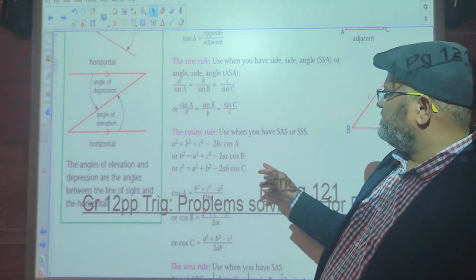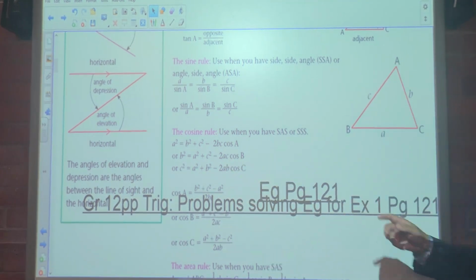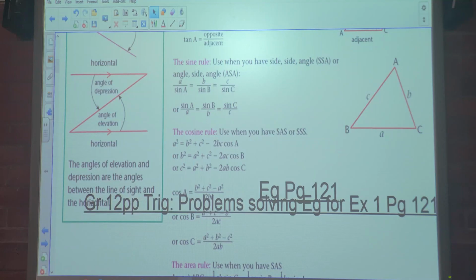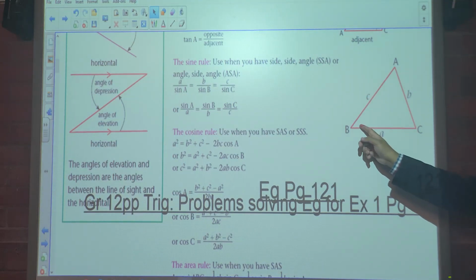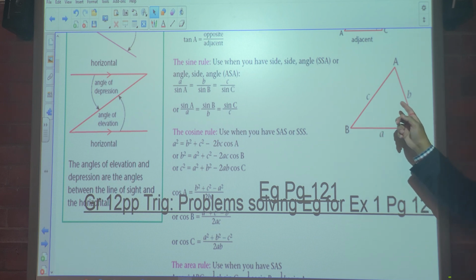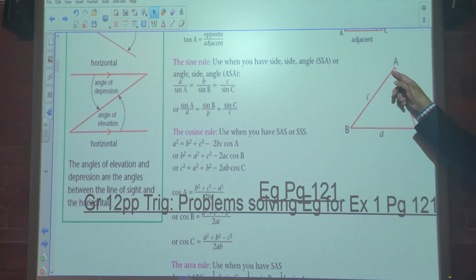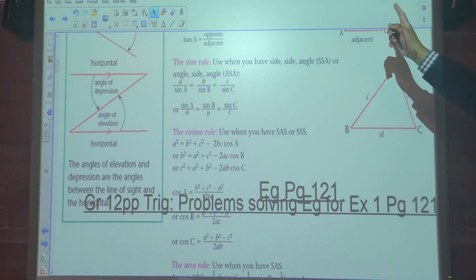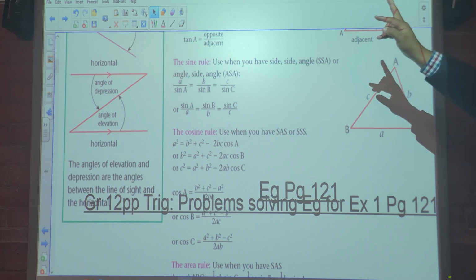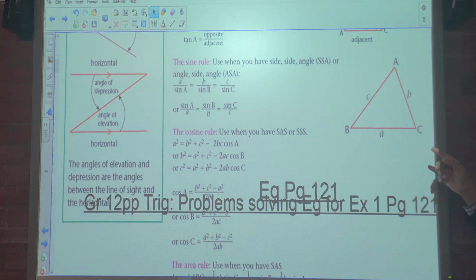Your cosine rule, also known as the cos rule. If we're using the cos rule, you must have 2 lengths and an included angle. So we must know AC and angle B in order to calculate using the cos rule. Again, 2 lengths and included angle. For the sine rule, it is 2 lengths and a non-included angle, or 2 angles and a length. Or if you have 3 sides, you're also going to use the cosine rule to calculate the angle.